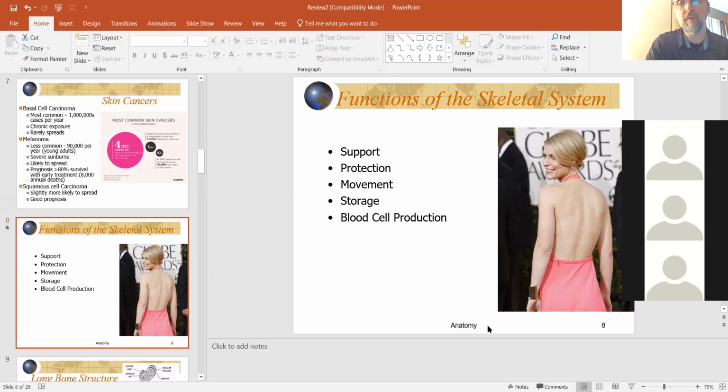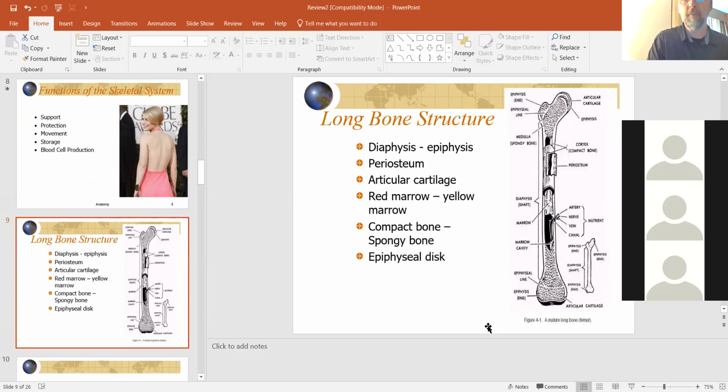Okay, so again, that's kind of how we do it. We're looking at general functions. So here for the skeletal system: support, protection, movement, storage of calcium, homeostasis of calcium, and then blood cell production. There might be a little bit on the structure of a long bone. There won't be any identification of bones. And you should kind of know the function of these different regions.